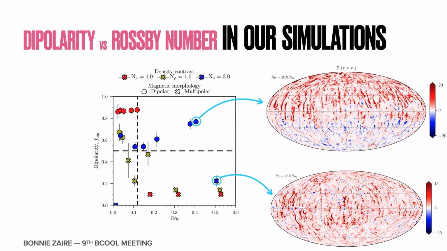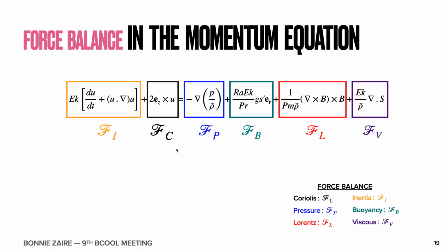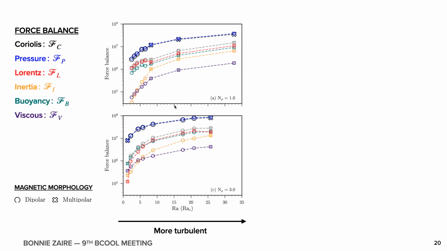So we want now to try to understand what is changing this magnetic morphology. Before, we were looking at the Rossby number, which is the ratio between these first two terms, inertia and Coriolis. But now we want to look also at the other terms in this equation: pressure, buoyancy, Lorentz, and viscous forces. What I'm going to show you next is the relative importance of each of these forces, which are averaged in volume and time, for the simulation setup with the highest stratification, the density contrast that I used.